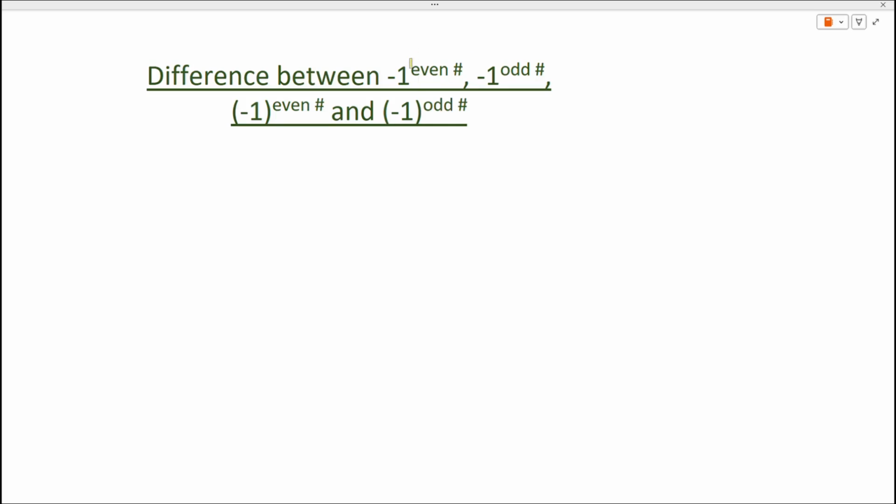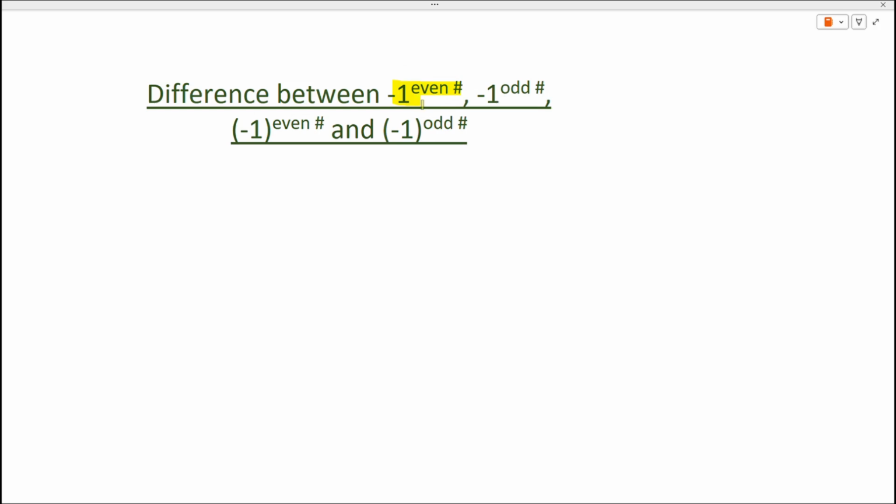Hello, today we'll understand the difference when it is -1 raised to the power of an even number, -1 raised to the power of an odd number, and when -1 is in a bracket and then raised to either an even number or an odd number. So let us start with it.